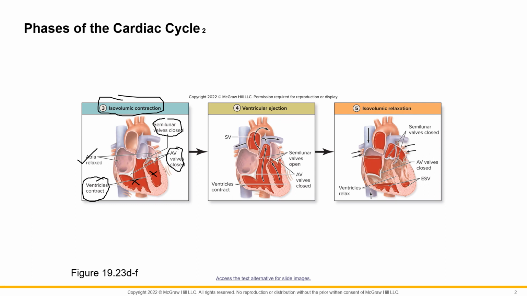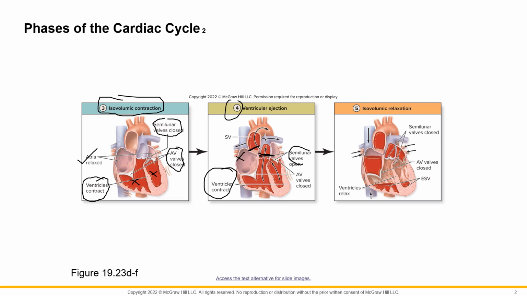Now, the step that follows, step number 4, is the blood ejecting from each ventricle through the respective semilunar valves. So in step number 4, you will notice that the atria are relaxed. The semilunar valves have flipped open. So this is your pulmonary semilunar valve. This is the aortic semilunar valve. So ventricular systole is happening here. The ventricles are contracting, they are squeezing.